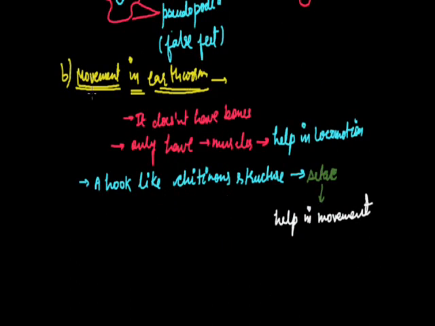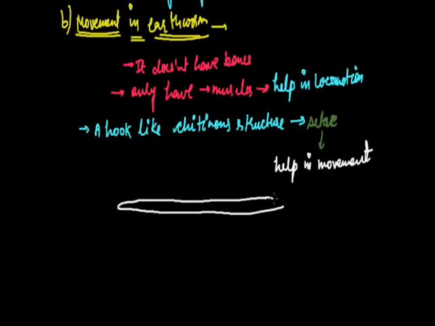Now we will study movement in earthworm by diagram. Earthworm has a long tubular structure and it has moist skin, and at the outside of its skin it has some chitinous structures called seta, and they help in movement of earthworm. So earthworm also has outer and internal segmentation in its body. So this is the front end of earthworm and this one is the rear end of earthworm.